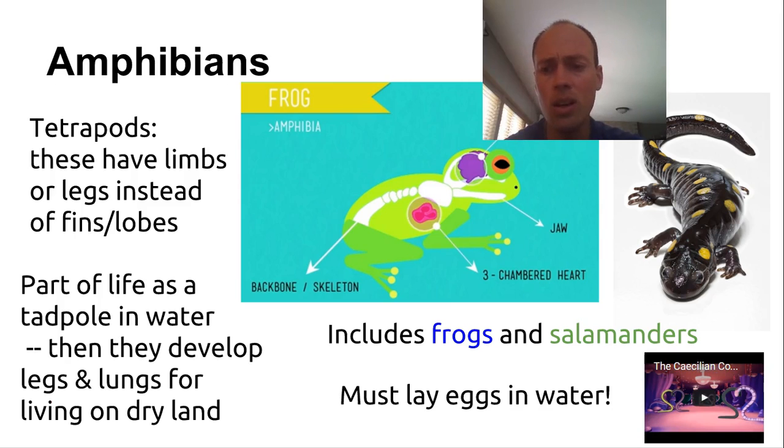The Caecilian Cotillion. That's how the song goes, at least the chorus does. But you can learn about them. They really look like snakes, but they're actually amphibians.